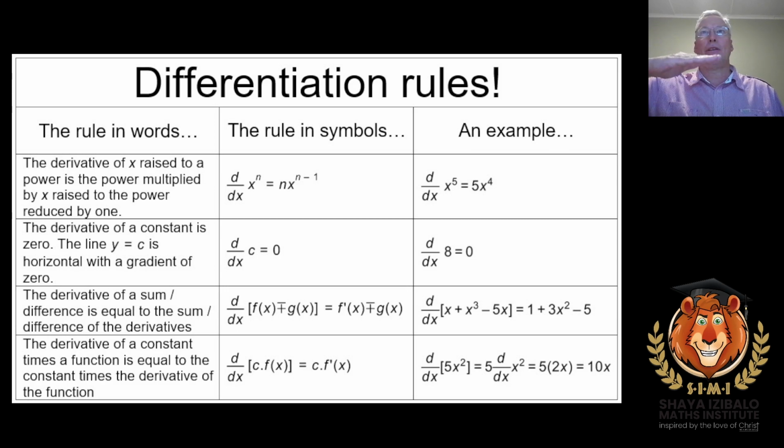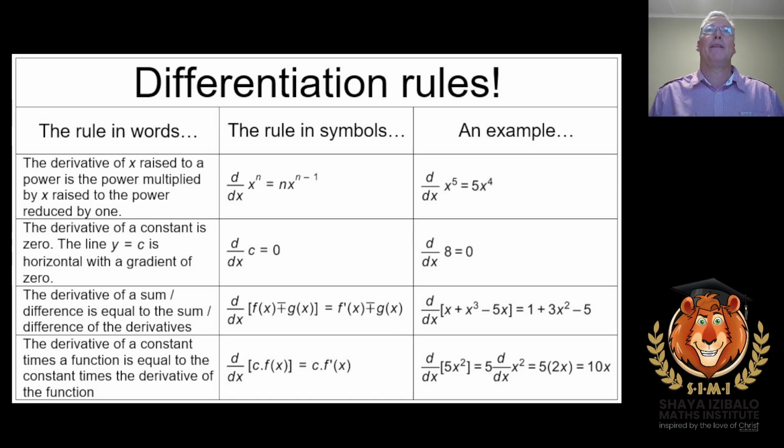If we had to picture the horizontal line y equals 8, it is obviously horizontal. It does not rise. It runs across. It has a gradient of 0. So like all of this maths, it all makes sense.